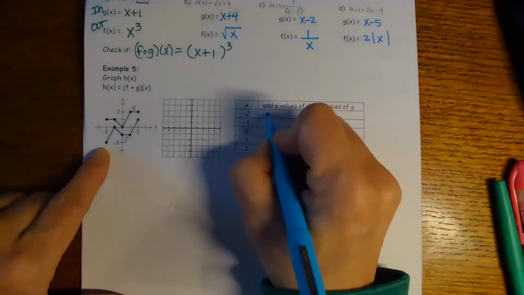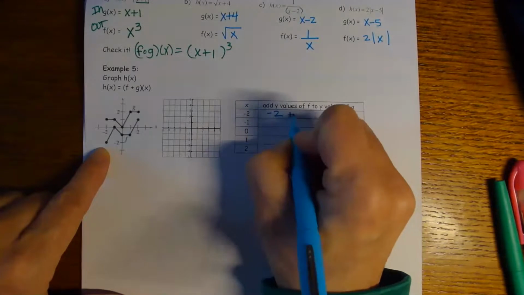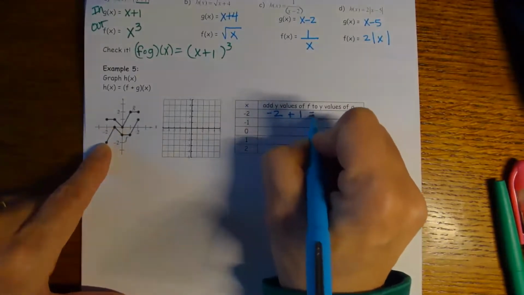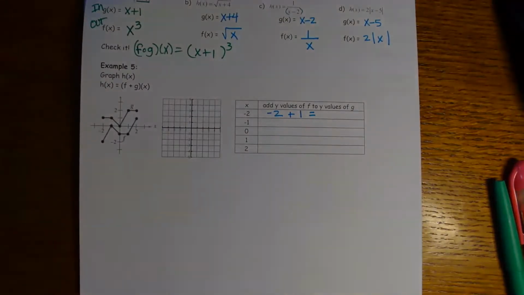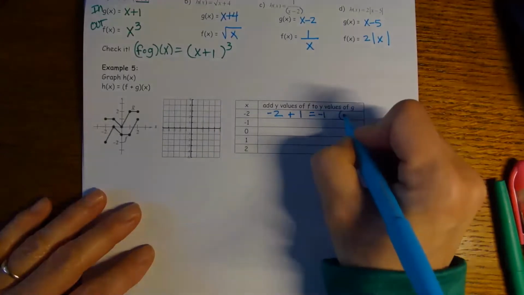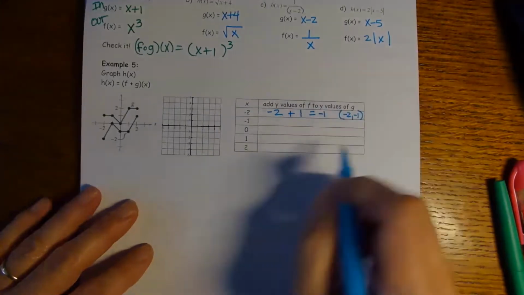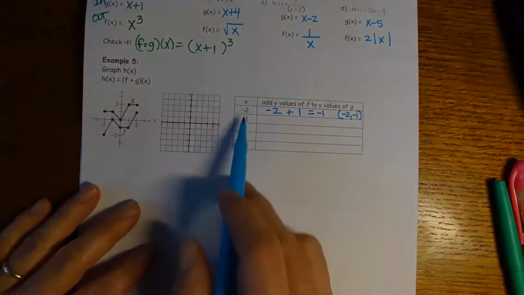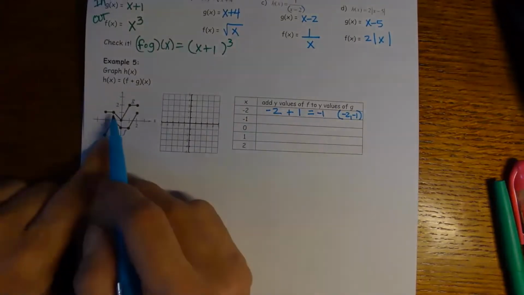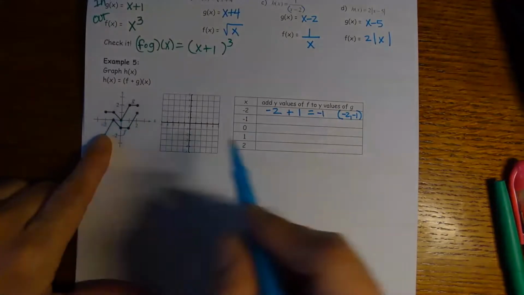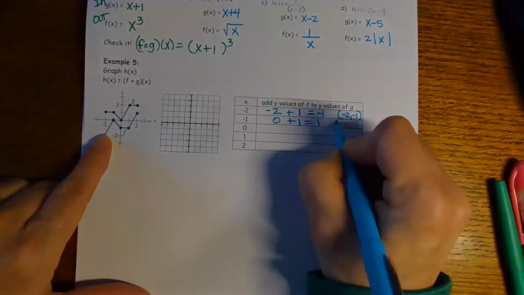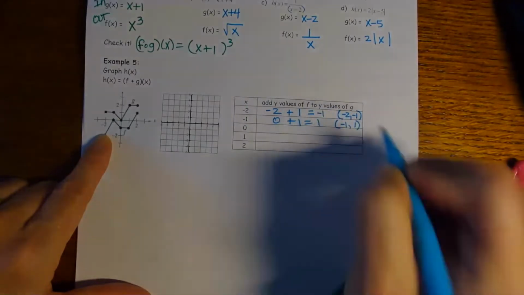Y is -2, and y of g is 1. And what is -2 plus 1? -1. So what's the new point? It'd be -2, -1. We've already got the x. The x doesn't change, and we combine our y's. Let's go to -1. -1, what two numbers are we going to add together? So our new point is -1, 1.